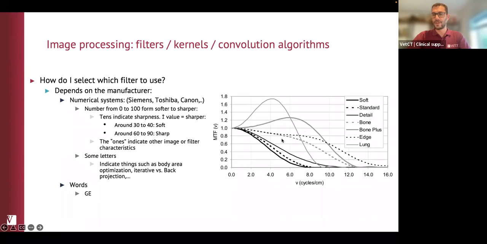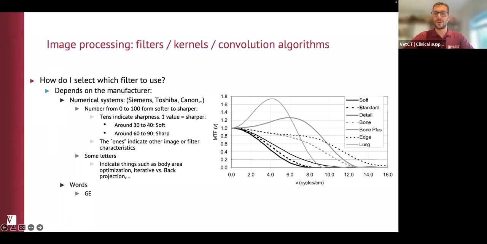You can just forget about the graph, but these are the filters, and they've got names which make things very obvious. It can create a bit of confusion, because people will see bone and start to get confused between the bone filter and a bone window, which we'll explain later. But it is quite straightforward: soft, the softest; lung, the sharpest; and everything in between.